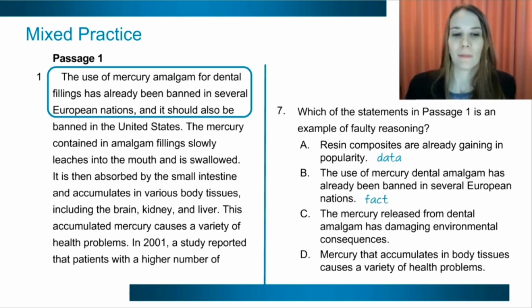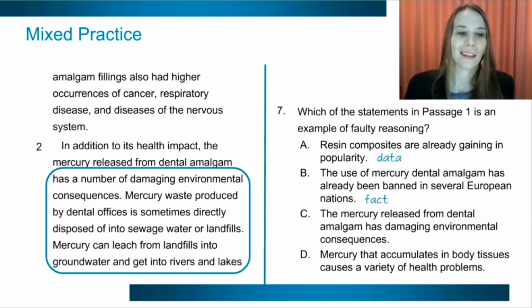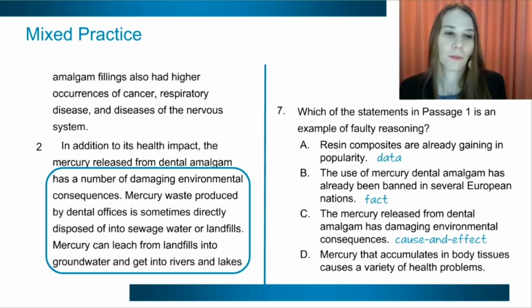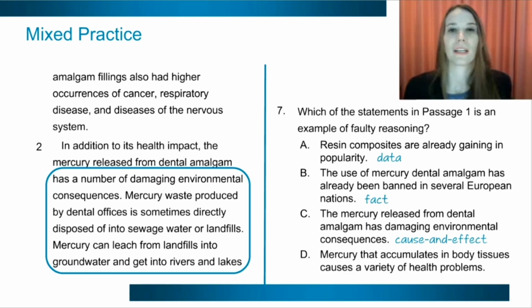The mercury released from dental amalgam has damaging environmental consequences. Well, this right here is stated, right? The author has some good reasons for this. There are some damaging environmental consequences. It goes directly into sewage. It can be leached into things. So here we have a cause and effect. Wastewater produced goes into these areas. This gets into the land, groundwater. This groundwater with the mercury has damaging consequences. You can see a clear cause and effect relationship here.